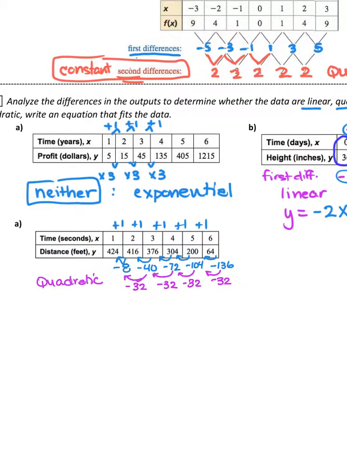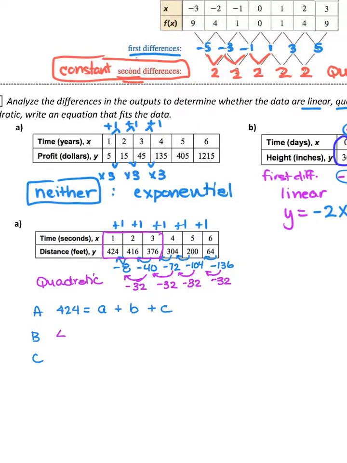a 3 by 3. Notice I did not give you a gift this time. There is no 0, so we are going to go through the process, but you'll see these are also kind of friendly. So we're going to write down our a, b, and our c. My y value is 424, so since x is 1, it's a times 1 squared plus b times 1 plus c. So that's our first equation.